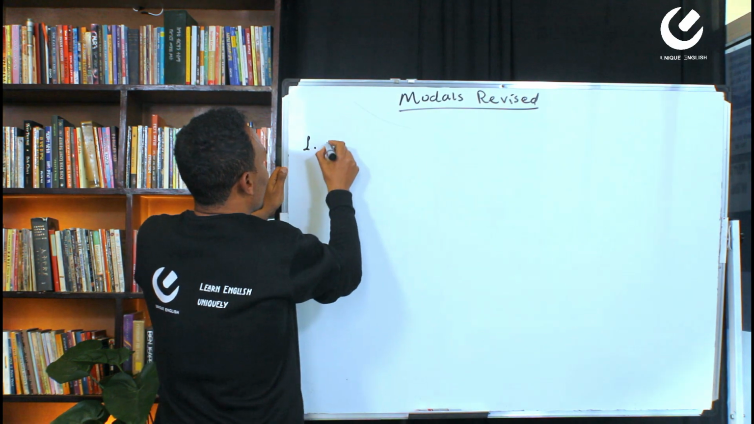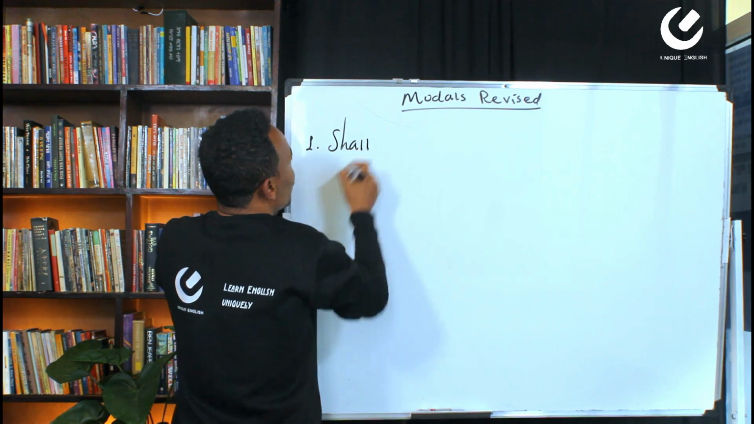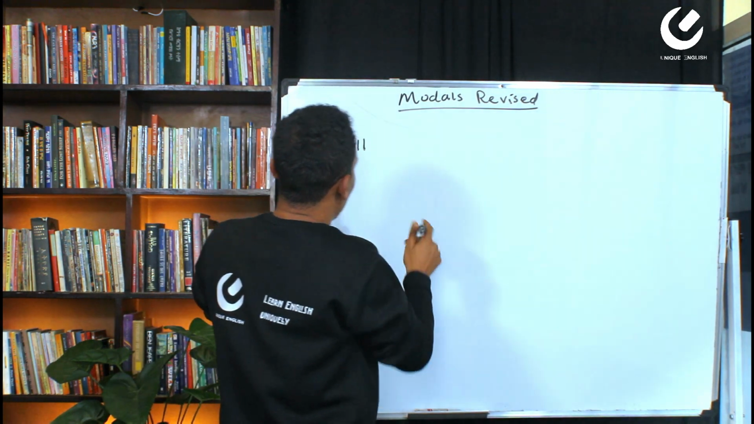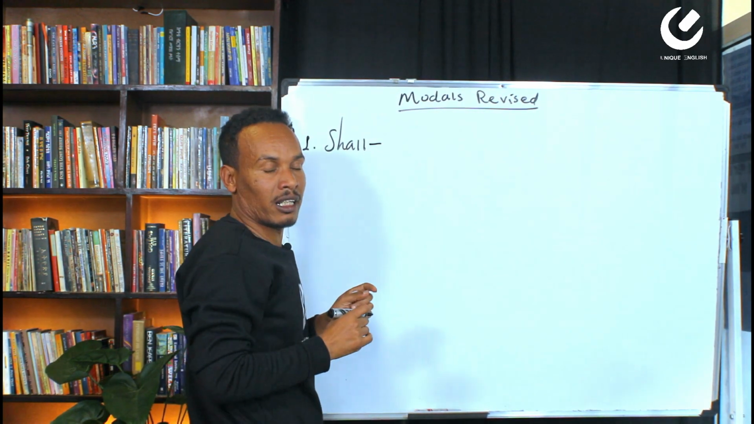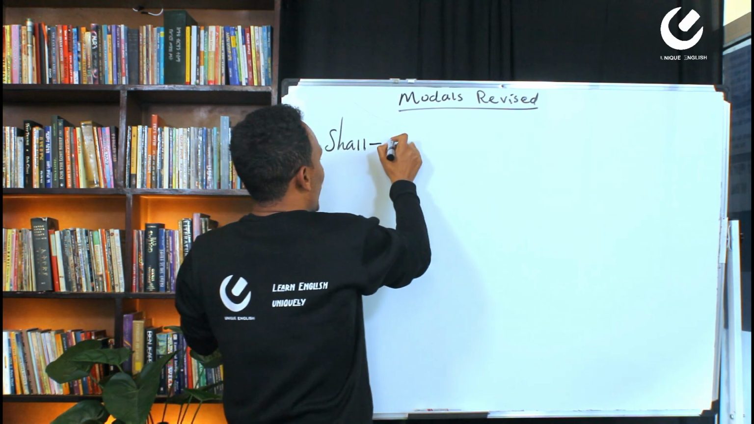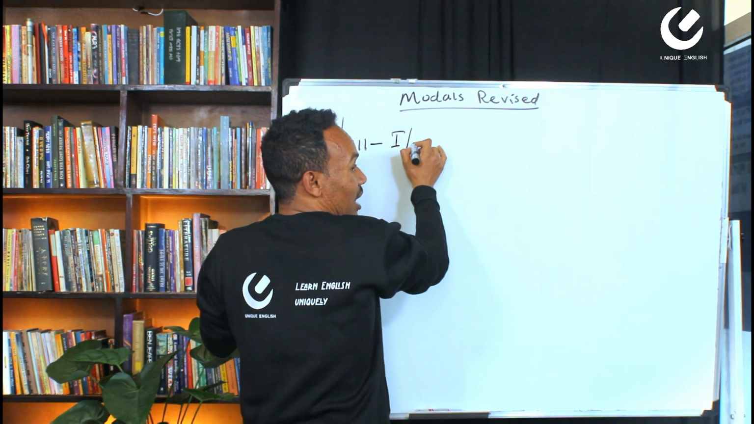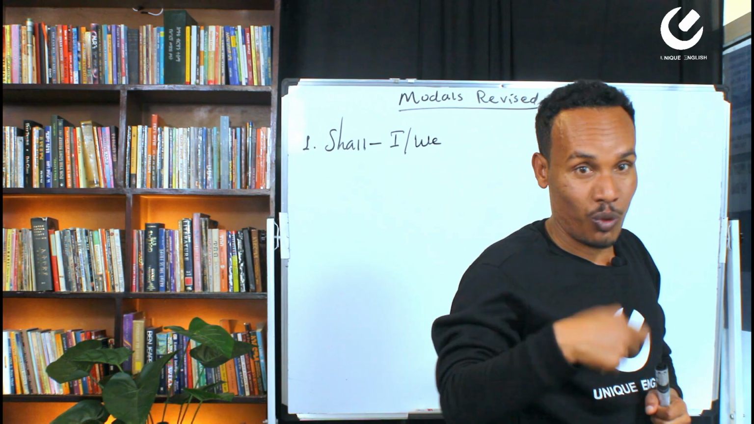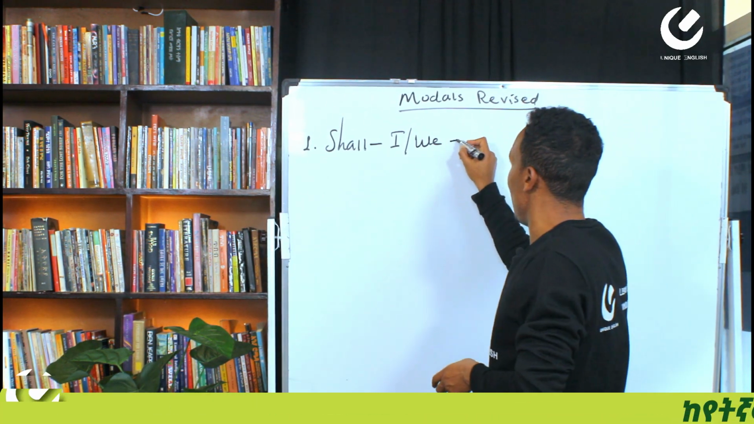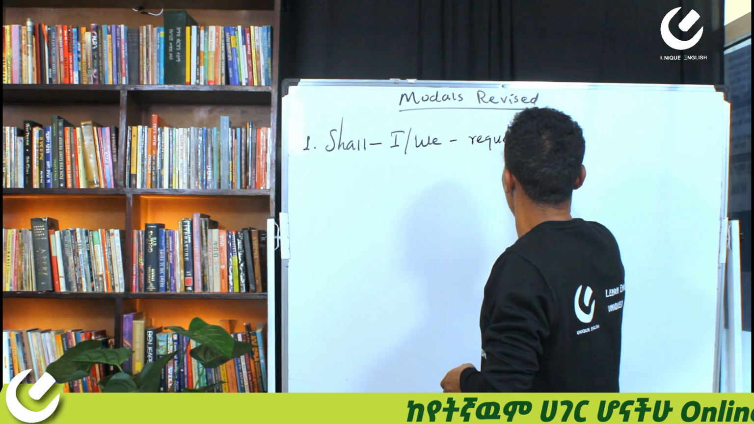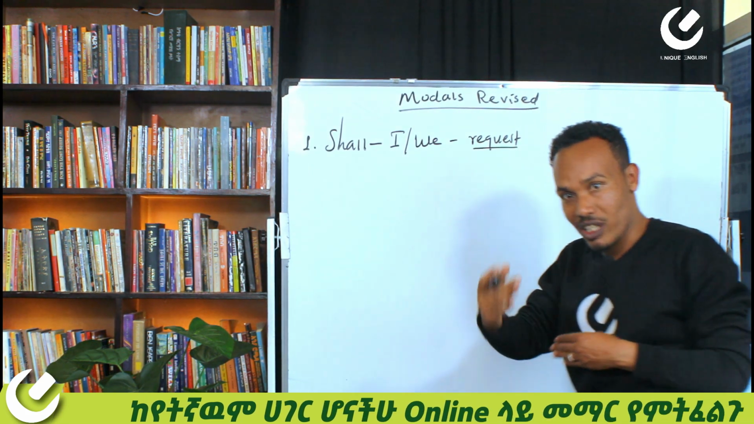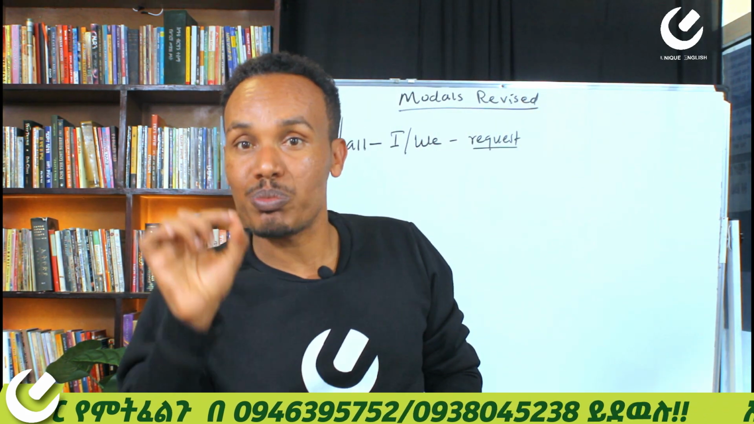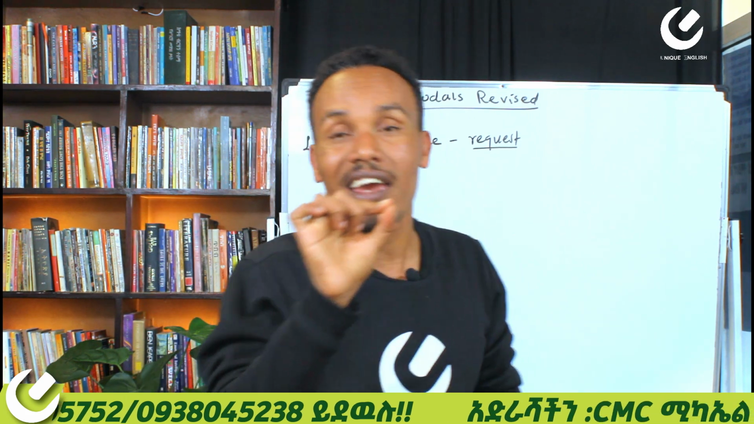I just want you to tell me this. Shall. Say it again. Shall. In traditional grammar, in ancient grammar, we use shall with the subjects I and we, the first person, especially during questions and requests. When you want to request or ask somebody, we use shall with the pronouns I and we.